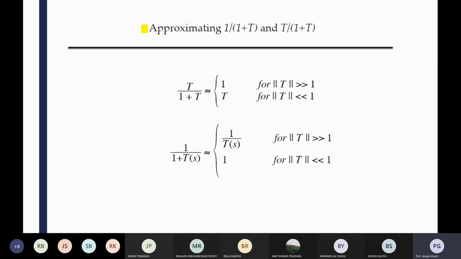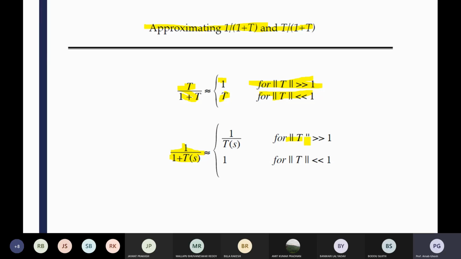So now you are going to approximate that value 1 by 1 plus T and T by 1 plus T. 1 by 1 plus T is a very large value. T by 1 plus T means when it will be 1, when T is very much greater than 1, it is coming 1. When T is very much less than 1, it is coming only T, because basically that portion will be less compared to 1. Then the same thing, 1 by 1 plus T.